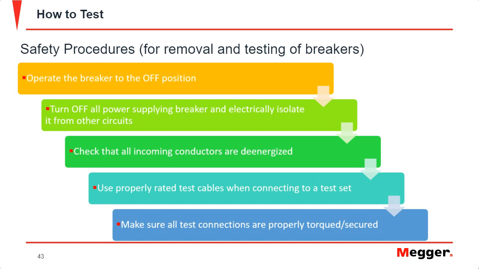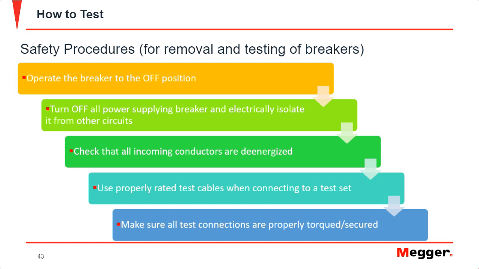So now you're looking at how to test. Here we have a few safety procedures for removal and testing of circuit breakers. Listed here, we have: operate the breaker to the off position, turn off all power supplying the breaker, and electrically isolate it from any other circuits. You want to make sure that all incoming power on your line side is de-energized.